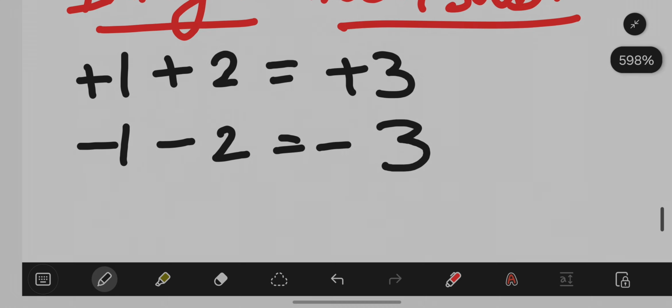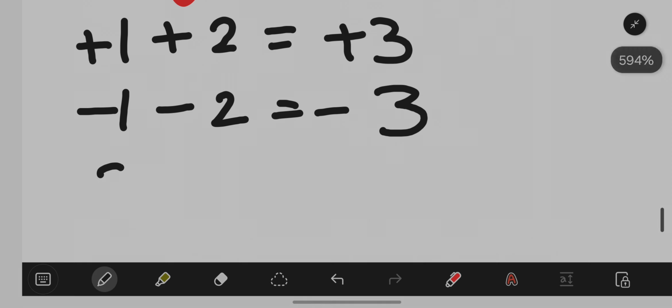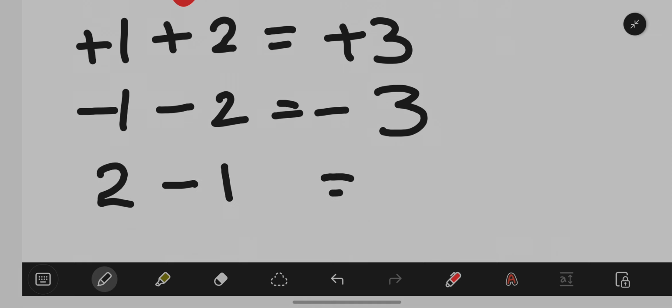Next, if you have 2 minus 1, what will you do? Here, plus 2 minus 1. First, what you're supposed to do is look at the sign of the bigger number. What is the bigger number out of these two? 2 is the bigger number. So what is its sign? Plus. Then do the subtraction. 2 minus 1. That is 1. When there are two different signs, you have to subtract anyhow. But the sign of the result is decided by the sign of the bigger number.